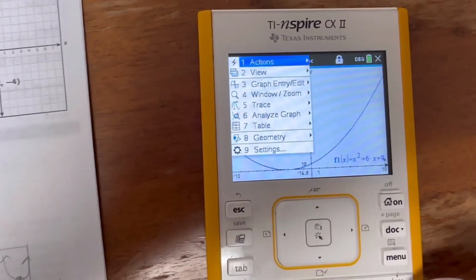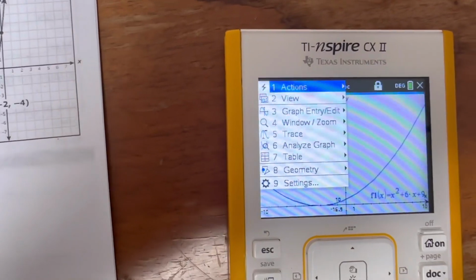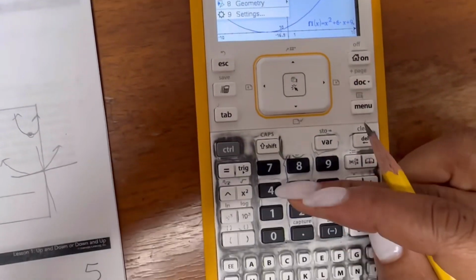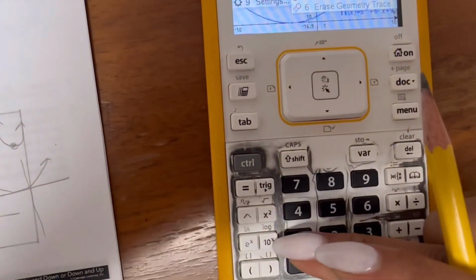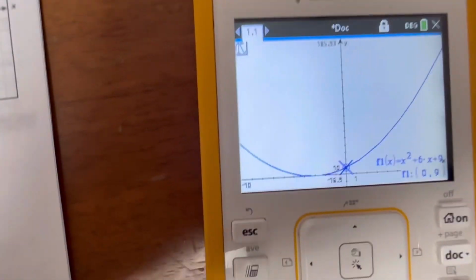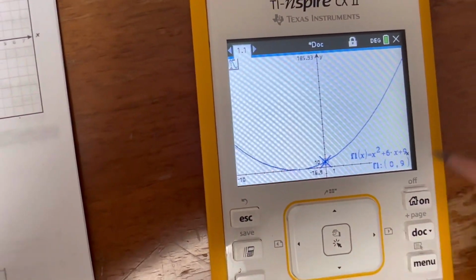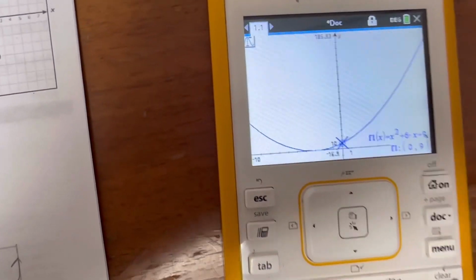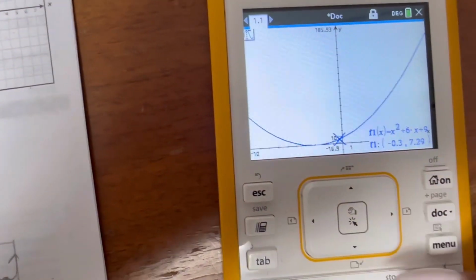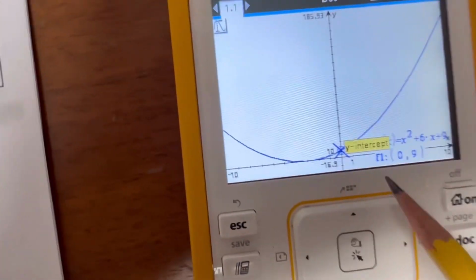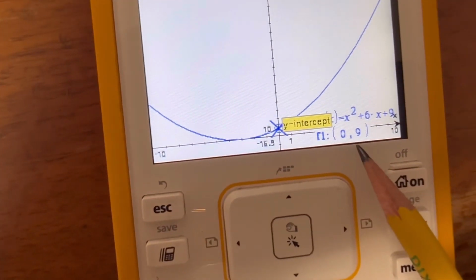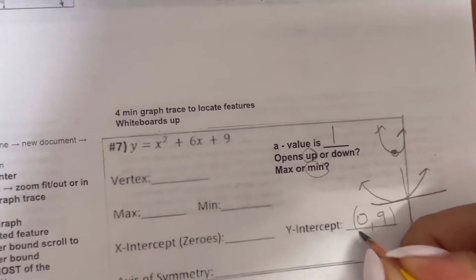Let's go ahead and find our key features. Hit menu and hit trace, number 5. Graph trace, number 1. There's your spider. Take your spider and crawl around your parabola, this quadratic function, this blue curve. Take your spider and crawl until you find some key features. You go right or left. Well, there's one. It shows you our y-intercept is 0, 9. So there's one of our key features, 0, 9.